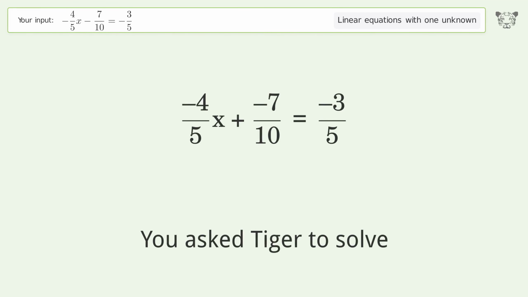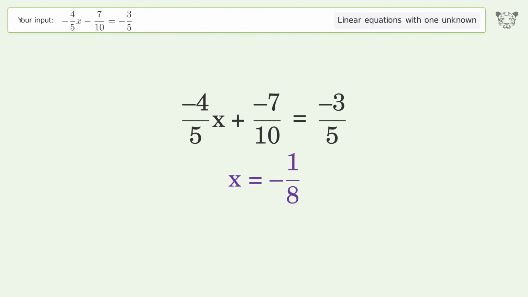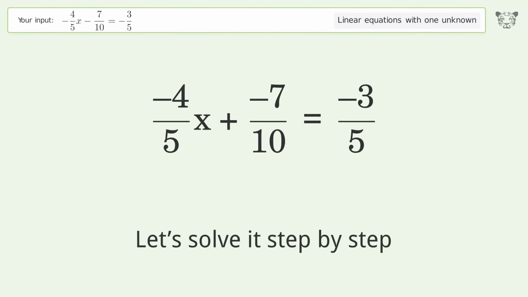You asked Tiger to solve this. This deals with linear equations with one unknown. The final result is x equals -1/8. Let's solve it step by step.